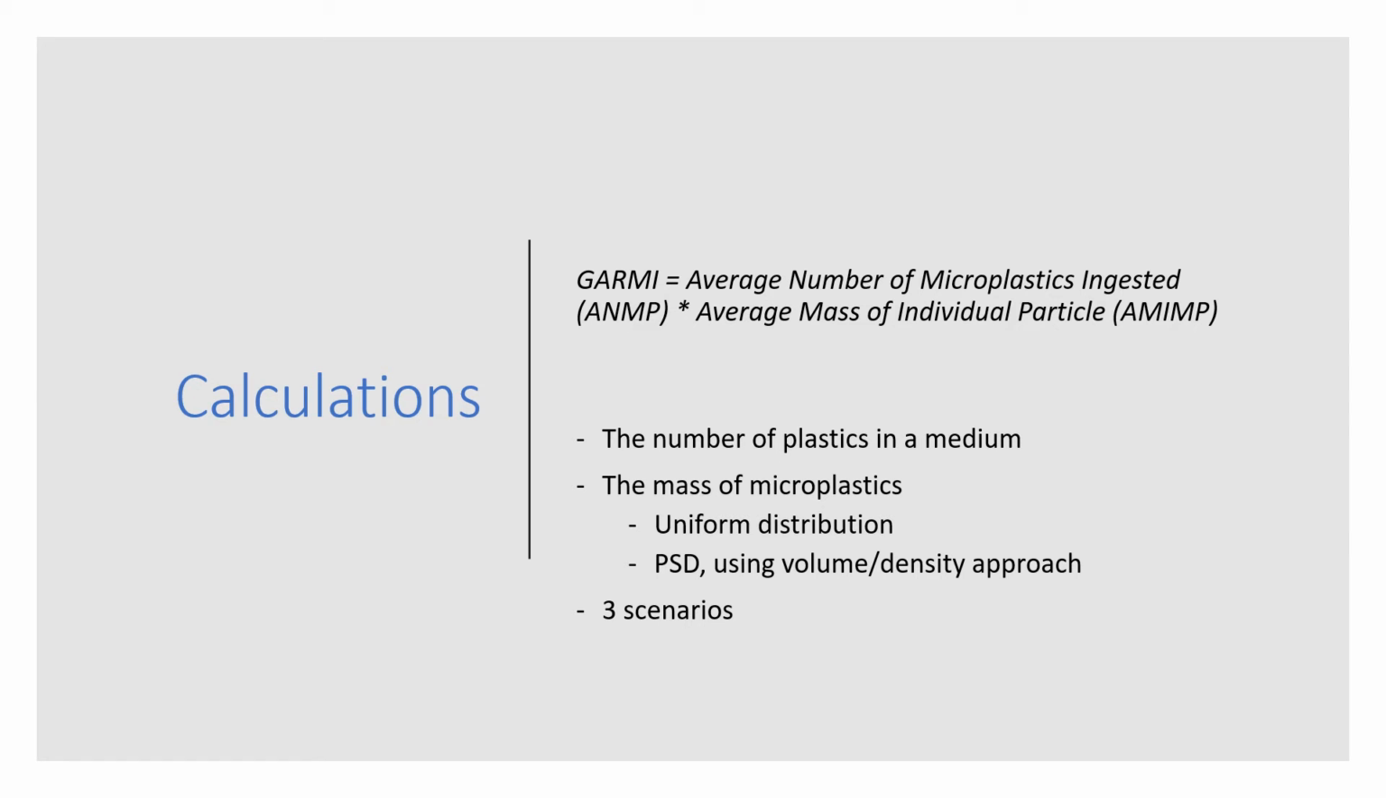Next up is the calculation part. The global average rate of microplastics ingested can be found by multiplying the average number of microplastics ingested and the average mass of individual particles. This formula needs the number of plastics in a medium and the mass of microplastics, which is determined by both the uniform distribution method and particle size distribution using the volume density approach. These data are used for three different scenarios.